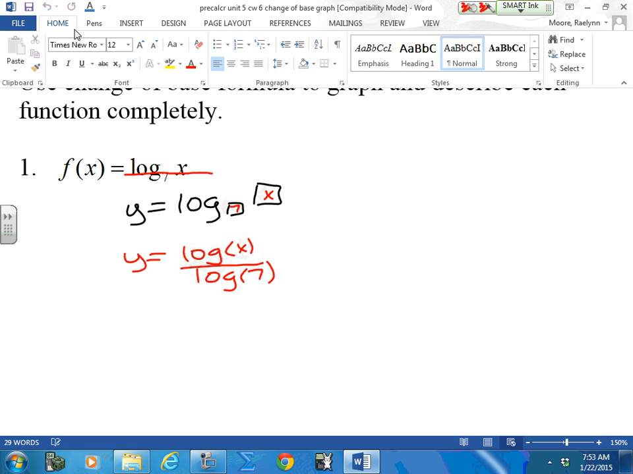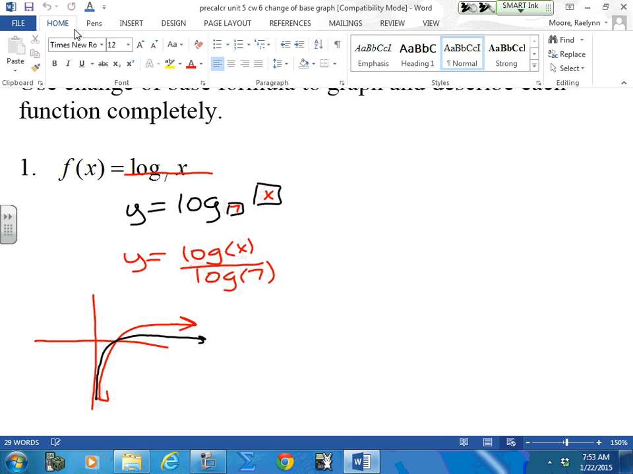Your graphs for all your bases look the same. Your sketch looks the same. As the base gets larger, it just gets closer here and closer here. Same thing like the exponential curves. A little bit of a review. The exponential curves, same thing.